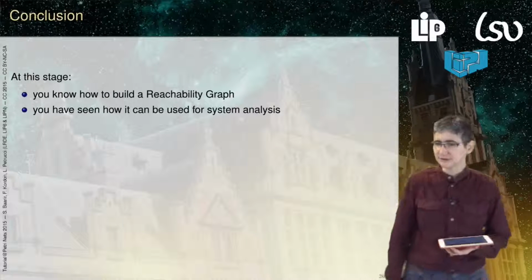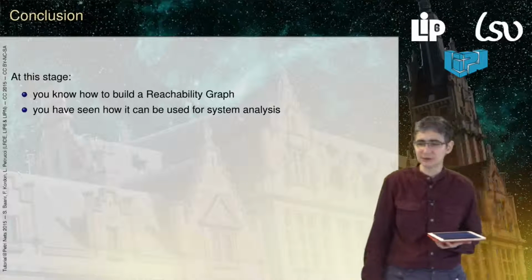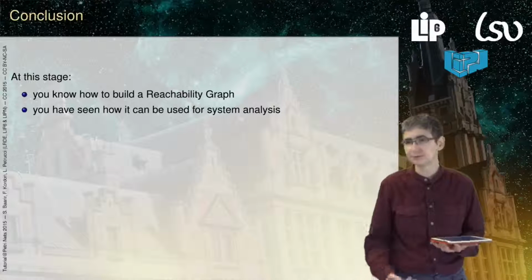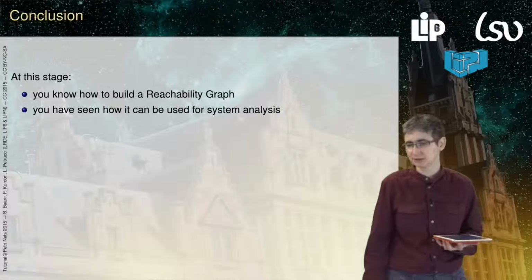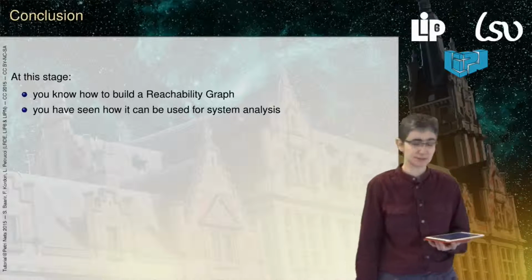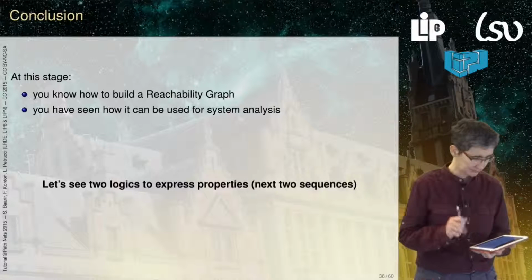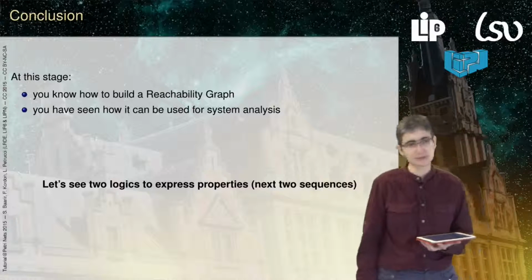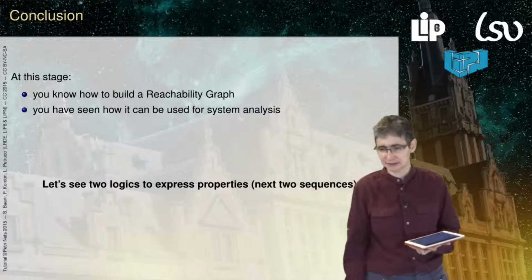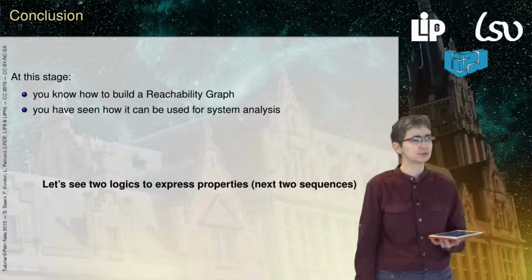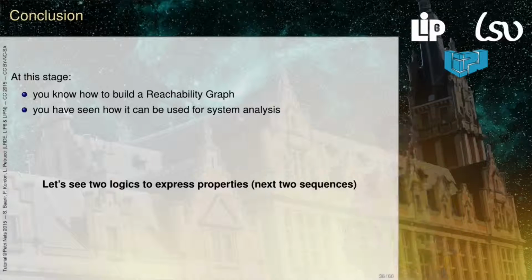So now you've seen how to build a reachability graph, and how you can use it for basic reachability analysis and for system analysis, but we'll see the two logics, LTL and CTL, in the next two sequences in order to express some properties and to have more properties to check.